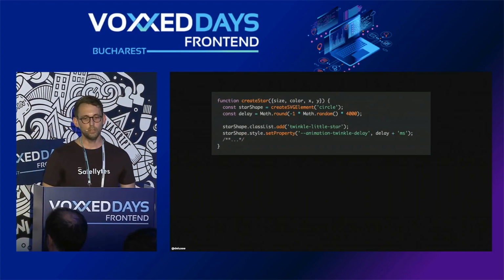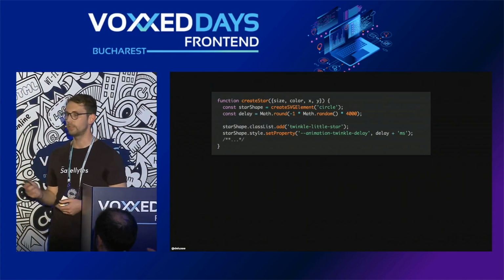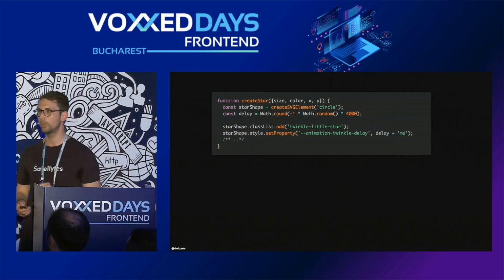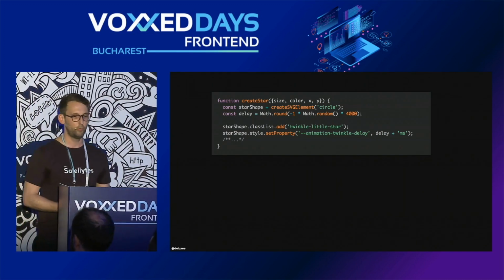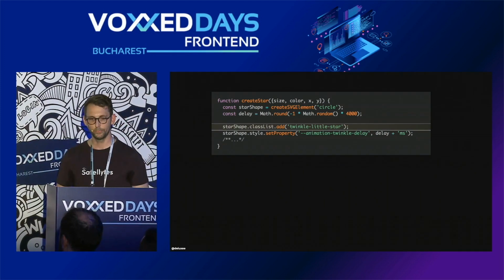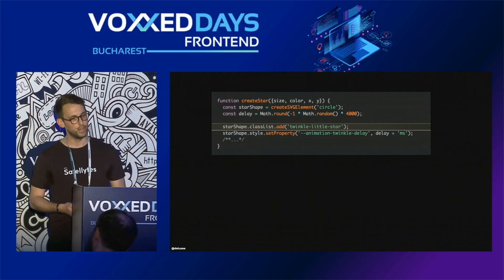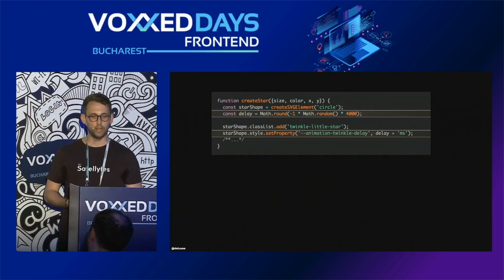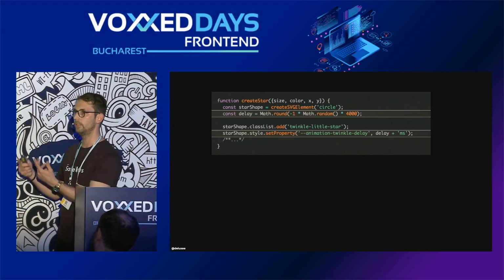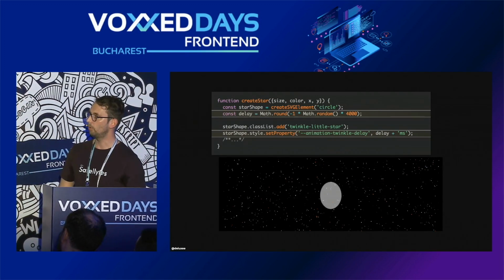So we can now add the twinkling effect animation to all of our stars in the sky, just by modifying the create star function we created earlier. First, we add the CSS class twinkle little star we just created to provide the combination of the animations. And next, we assign a random and negative delay to our CSS variable to offset the animations. And the result looks already awesome.